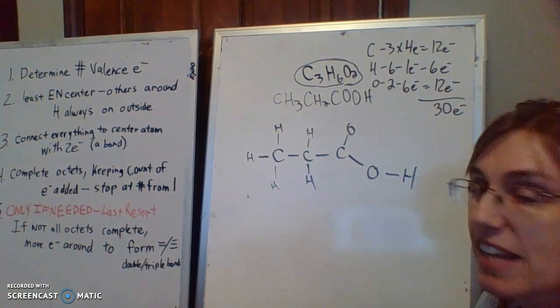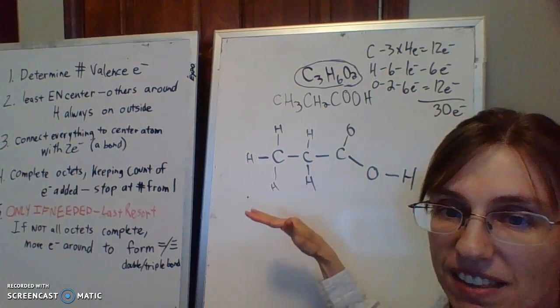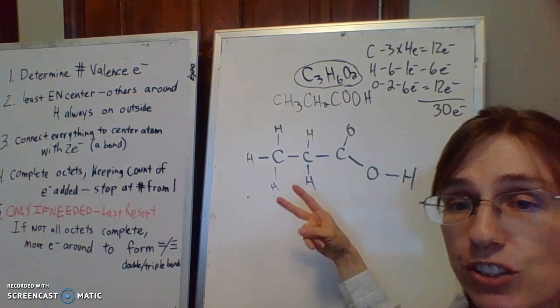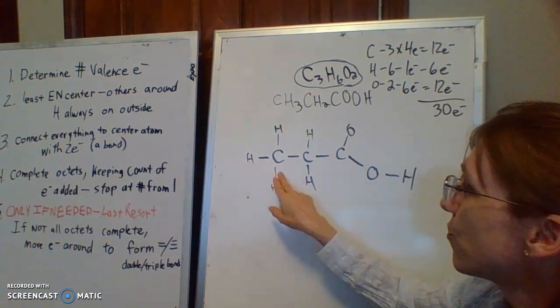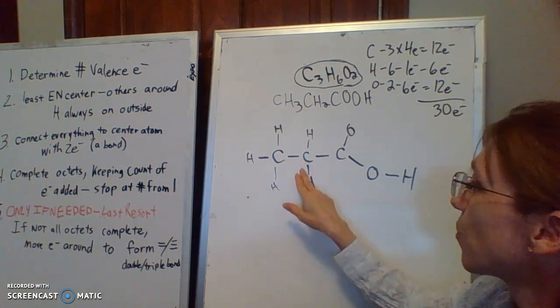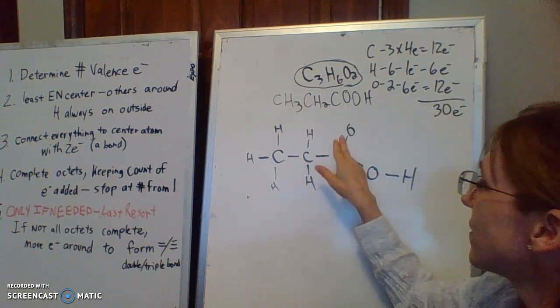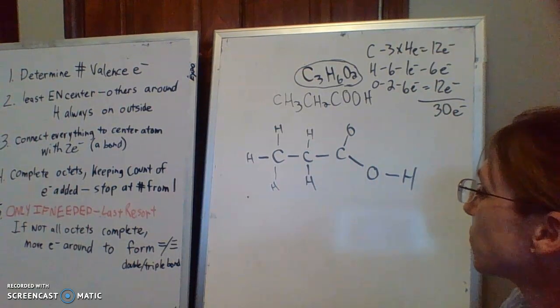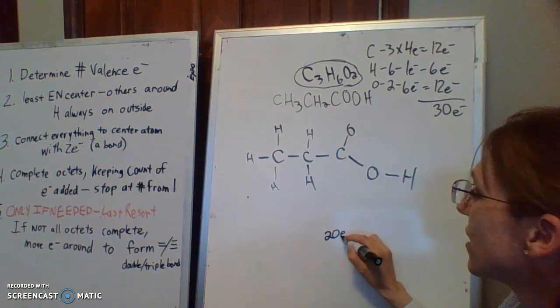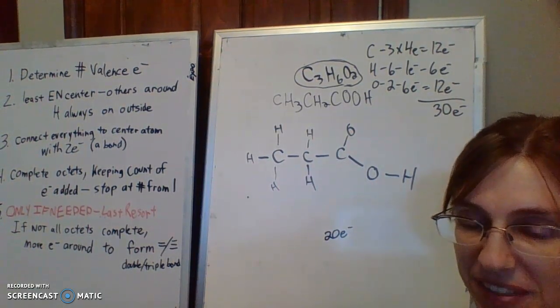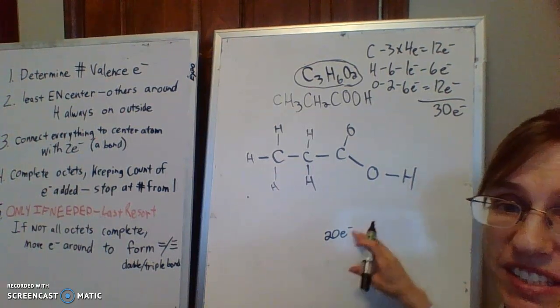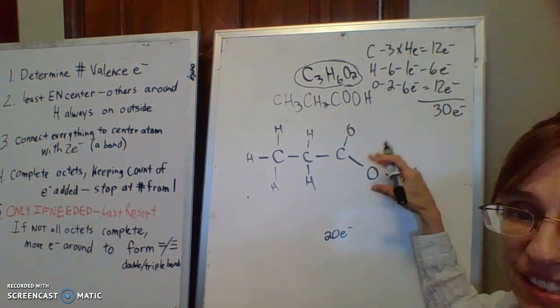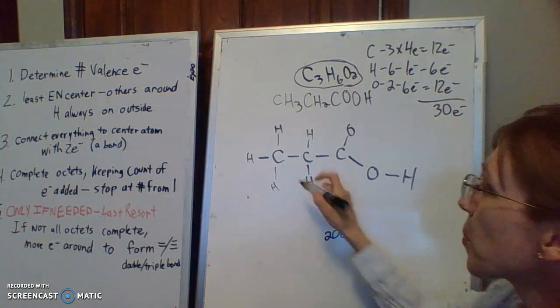So let's go ahead and see how many we use just to connect things up. Remember, each line is actually 2 electrons. So 2, 4, 6, 8, 10, 12, 13, 14, 15, 16, 17, 18, 19, 20. We use 20 electrons just to connect everything up. So we still have some more. We've got 10 more that need to be added to make the Lewis dot structure.